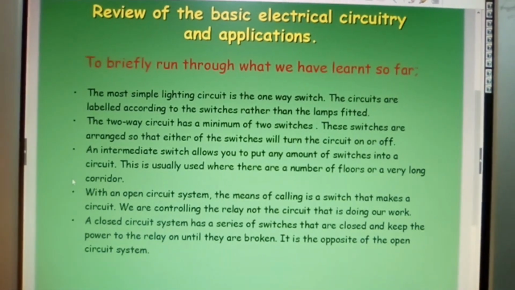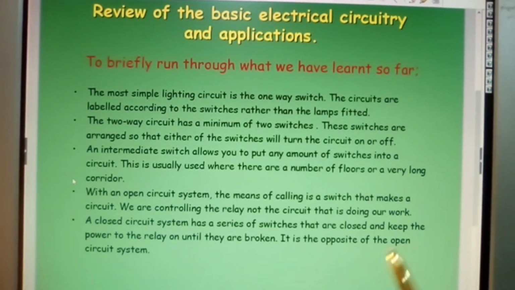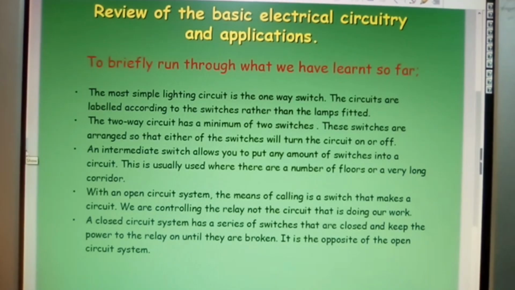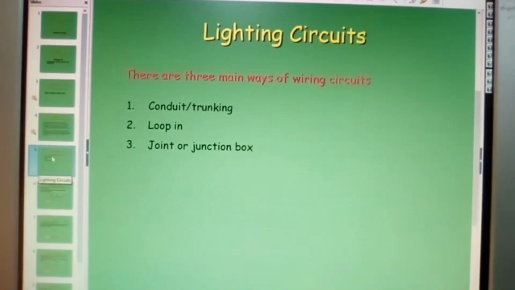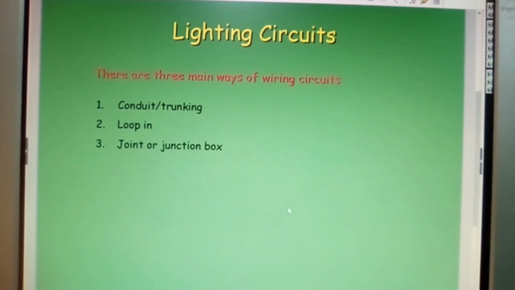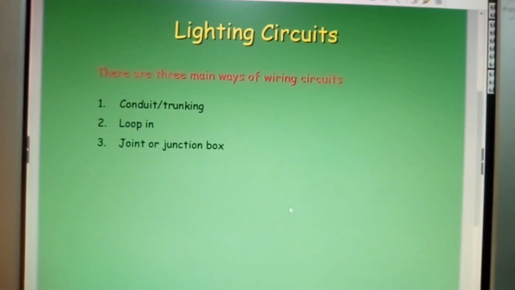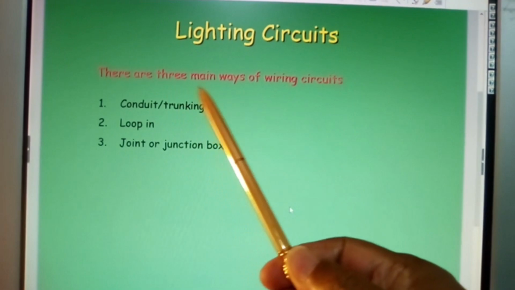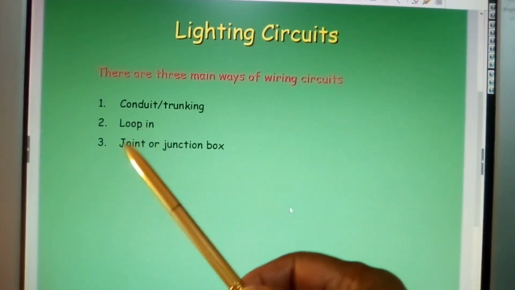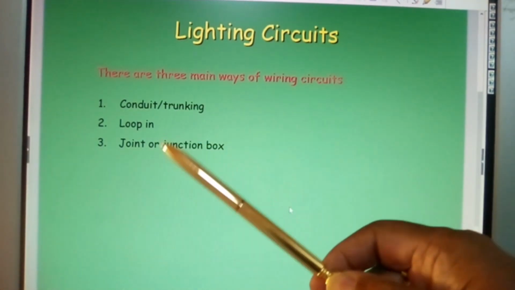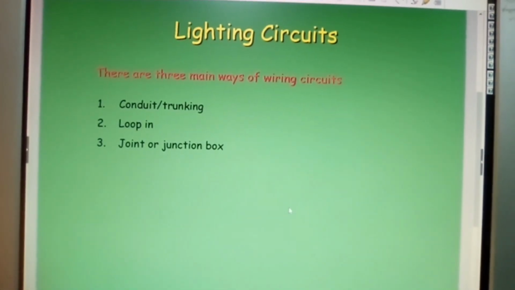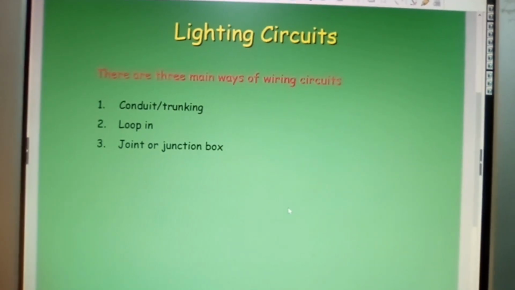And this is just looking at what we've learned previously. It's always useful to recap. There are three main ways of wiring circuits: conduit, trunking, looping, joint or junction box. Now there's been a few other amendments to this, so allow for modern day adjustments. That is important.